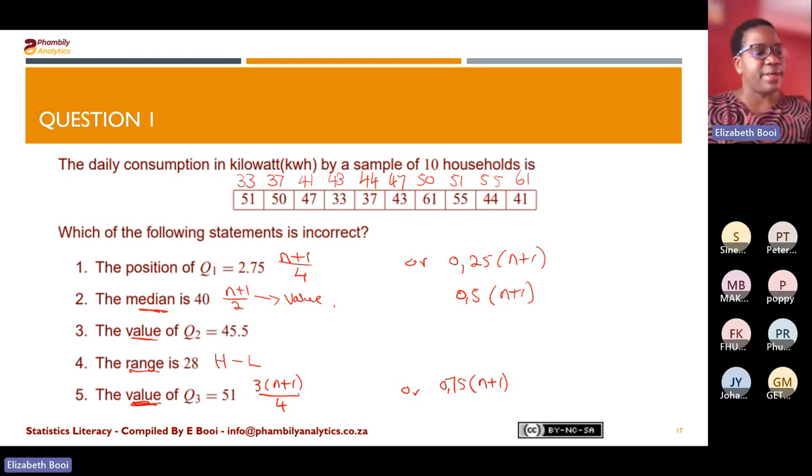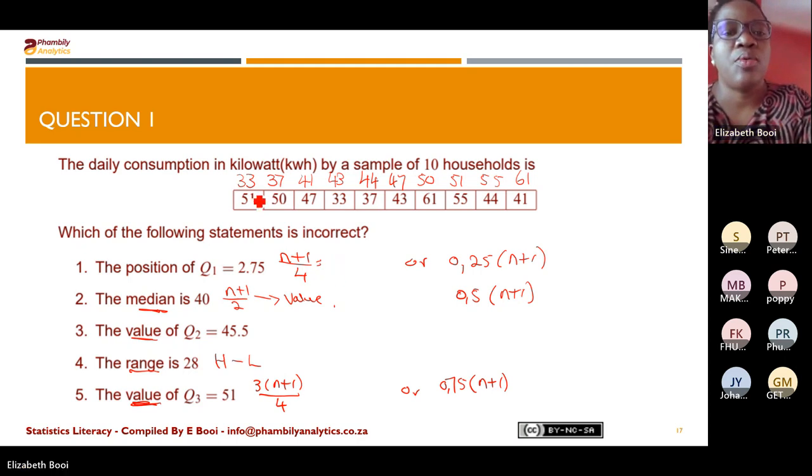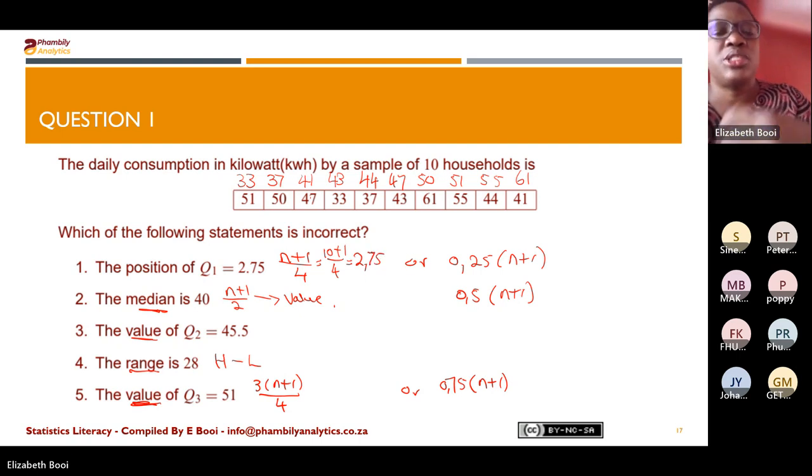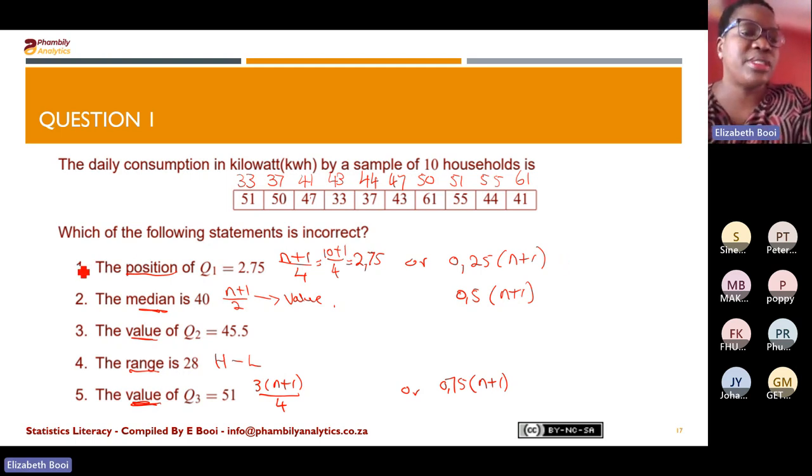I've sorted my numbers. Are we good? Let's do option one now. Option one, we just substitute the values. 1, 2, 3, well, there are 10. I don't even have to go and count how many there are. So 11 divided by 4. It's on position 2.75, which therefore is the correct position. Or you can just use that formula, you will still get the same.